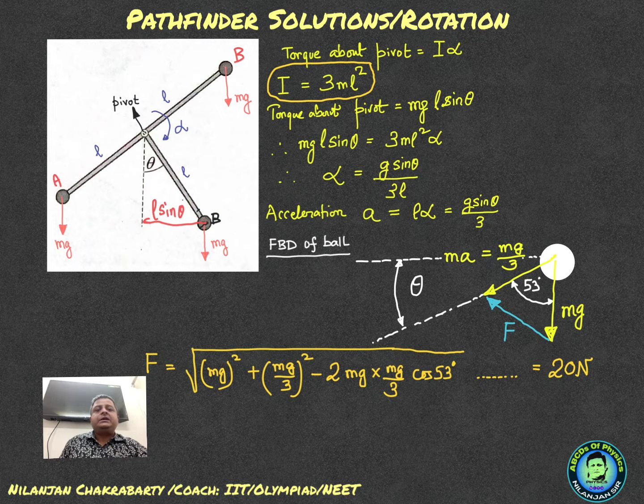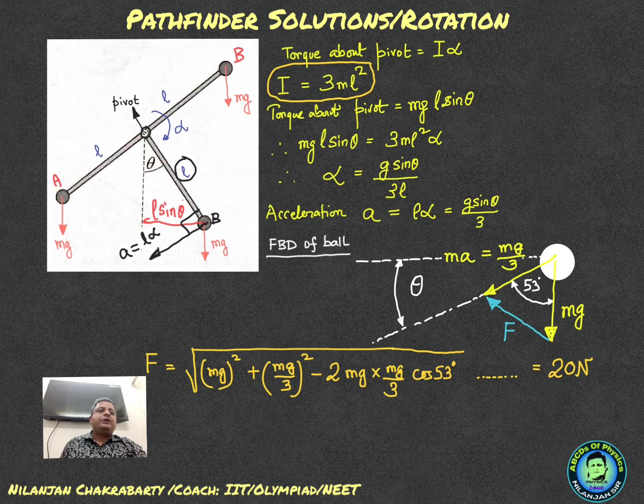The acceleration of ball B, which is a, perpendicular to the middle rod, is equal to L times alpha, because the pivot is the center of the circle and the radius of the circular path of B about the pivot is the length L. So a is equal to L alpha, that means g sine theta by 3.